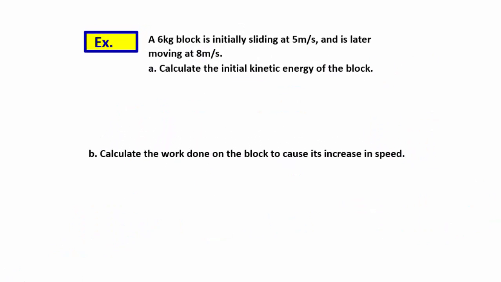So we're going to do an example problem, and so in this example problem from our kinetic energy and work, we're going to have a 6 kilogram block that's initially sliding at 5 meters per second and later is moving at 8 meters per second. Okay, so what I should be noticing is that it has some initial kinetic energy, and then afterwards we're at some final kinetic energy that's actually greater, because it's going faster, it's going to have more kinetic energy. This means that energy must have been added to the block to get it going faster.